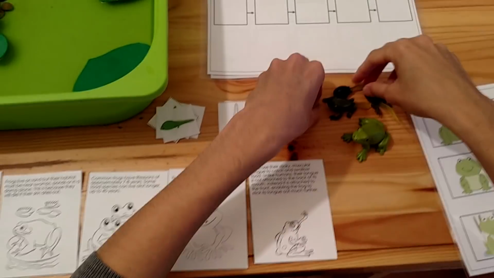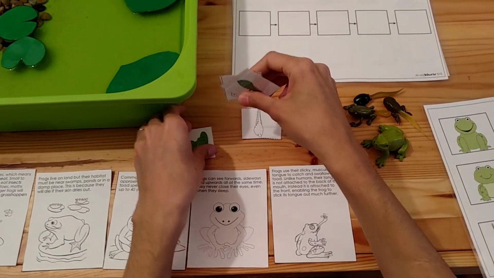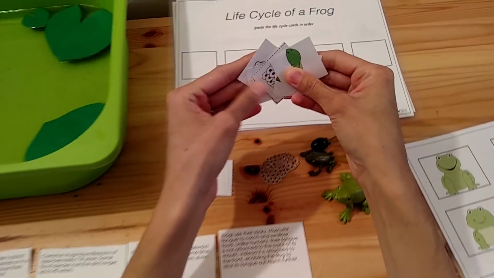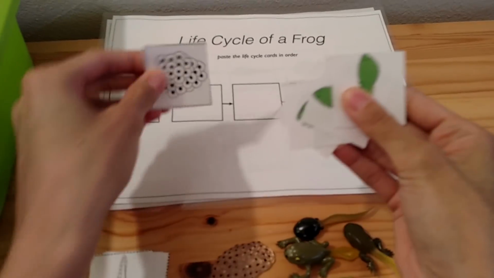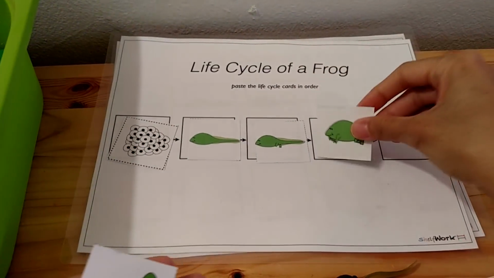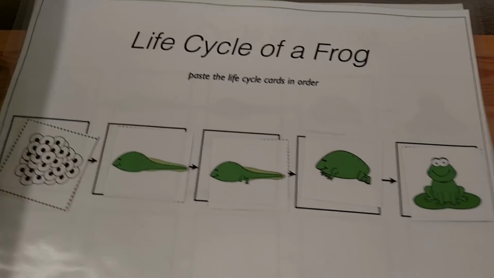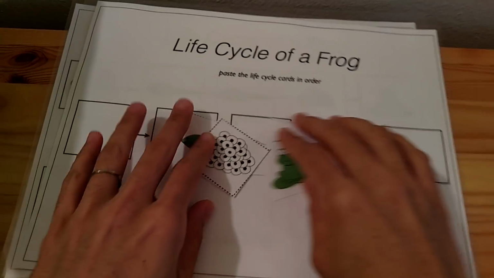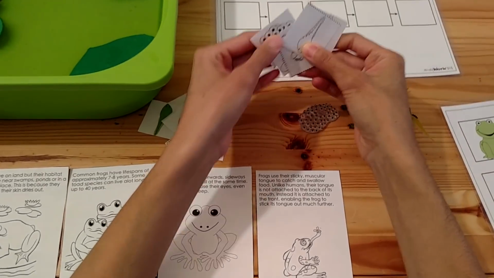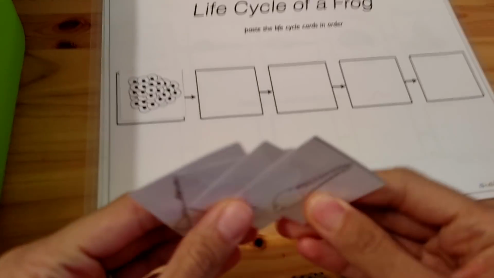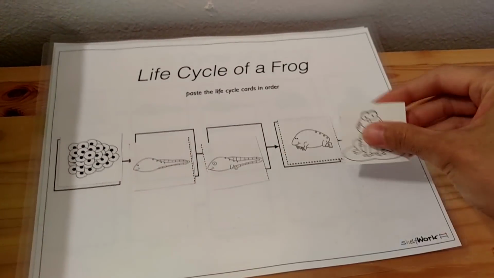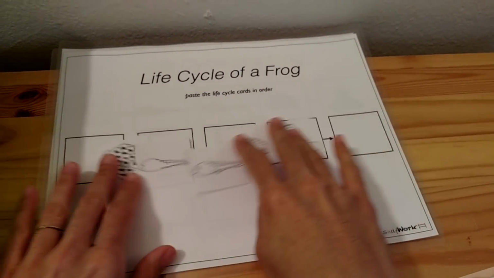Let me show you another way of doing these activities. Here we have these laminated cards. If you don't want to use the figurines, you can use these laminated cards and do the same thing. I have them in color, and I also have them in black and white. You have the child just line up the cards just like that. The black and white makes it a little bit harder for the child. These are also available as part of the printable.